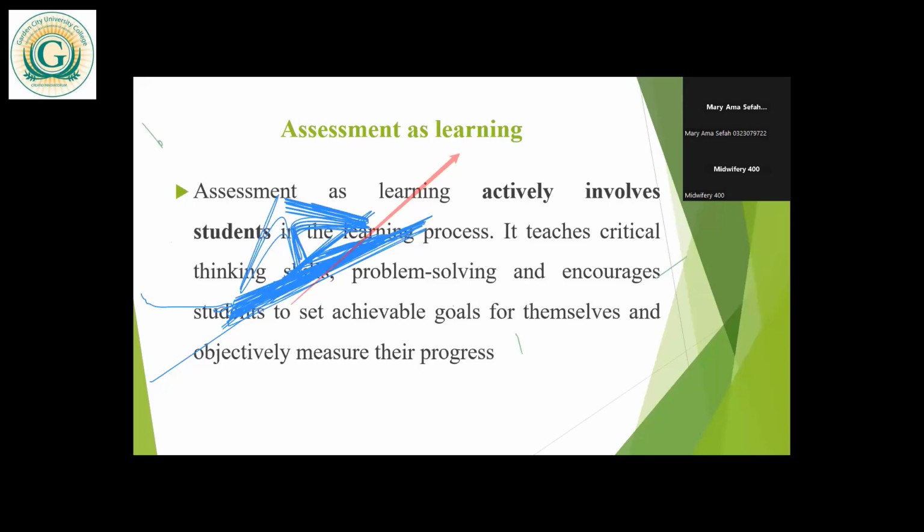And these ones make the student think. So there's development of critical thinking, and you are solving problems. That is why we say that assessment could be used as learning. Good. So assessment as learning, that's what we refer to.